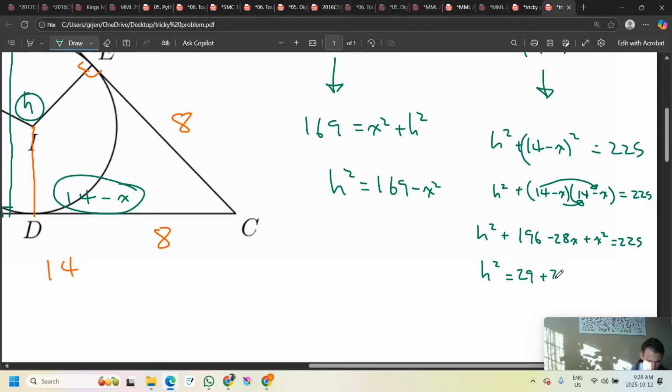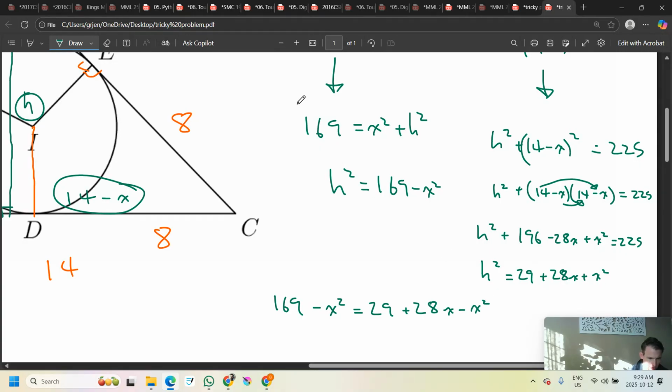29 plus 28x plus x squared. Okay, so now we're going to equate these. So we have 169 minus x squared. Okay, so that's one way of expressing h squared. So if we start with h squared equals h squared, we have 169 minus x squared equals 29 plus 28x plus x squared.